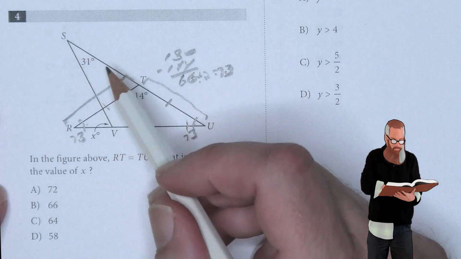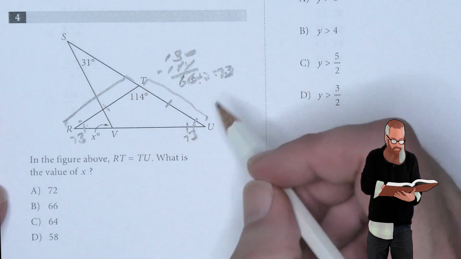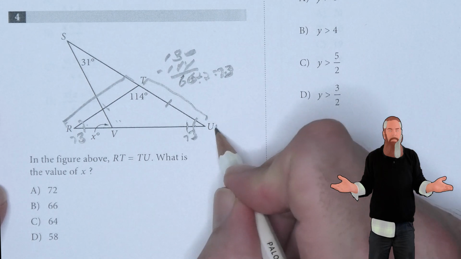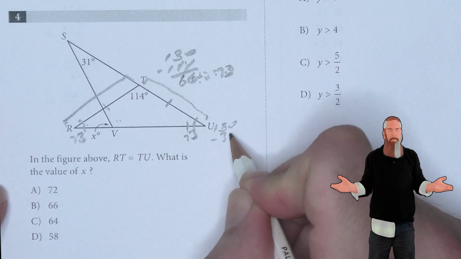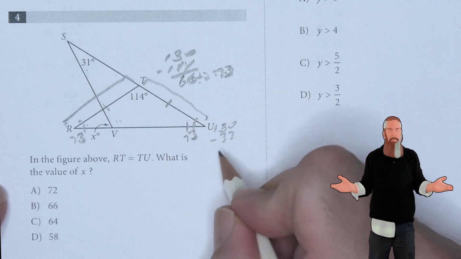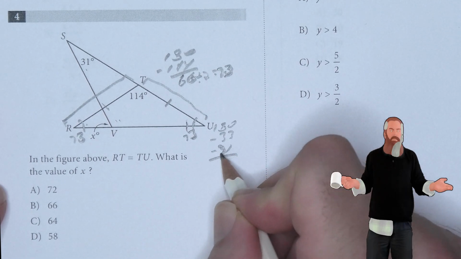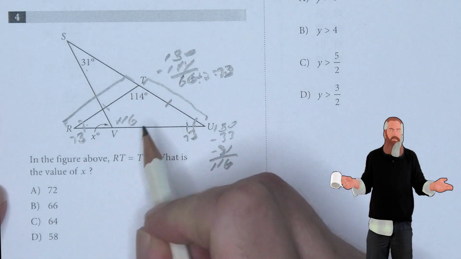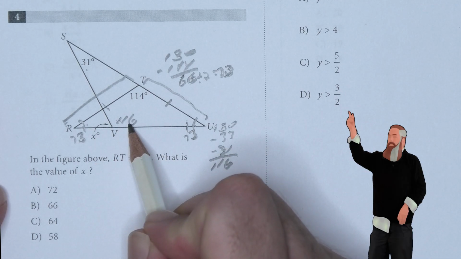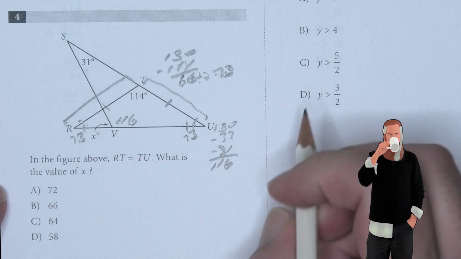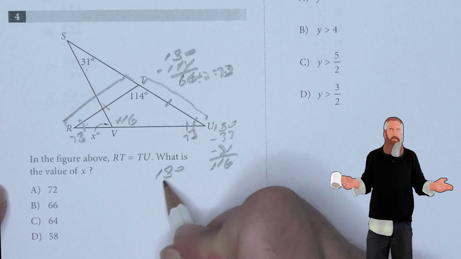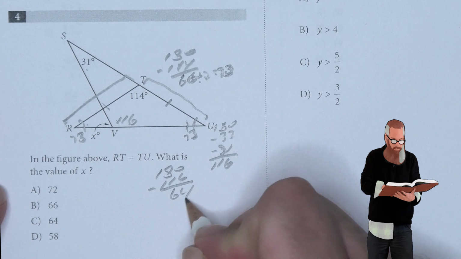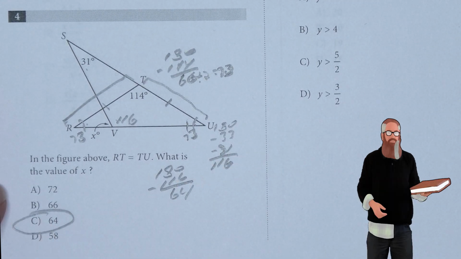Now for this large triangle, I have 31 degrees, 33 degrees, and some unknown value here. I can say 180 minus 33 minus 31, and that's going to give us 116 degrees. So x plus 116 would be equal to 180, meaning 180 minus 116 degrees is going to give us 64 degrees as x, so C is the answer.